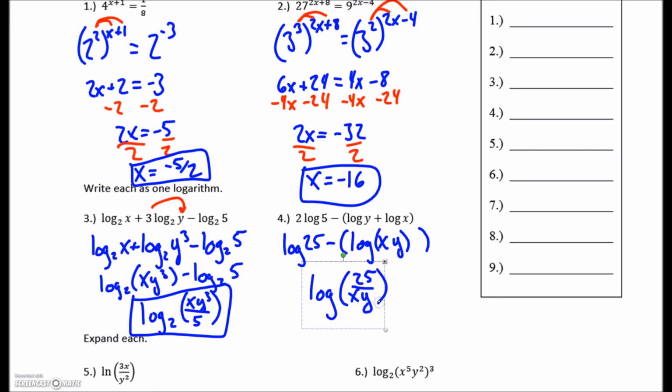And we'll notice that there's no base written for this logarithm. That means it's the common logarithm, that's log base 10. All right, which doesn't really affect us in this particular example, but it is important to know that. Okay?